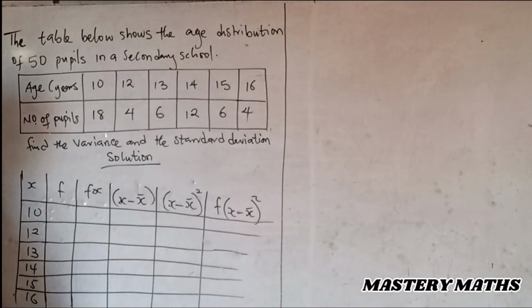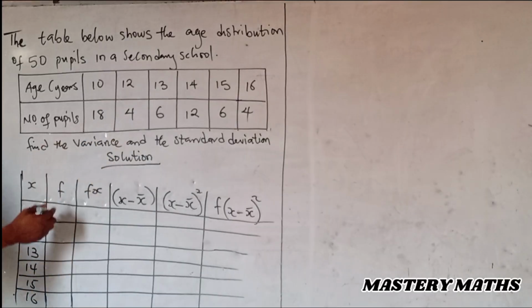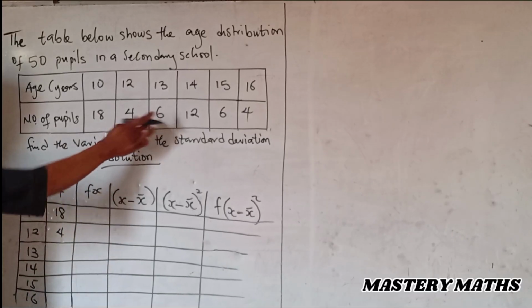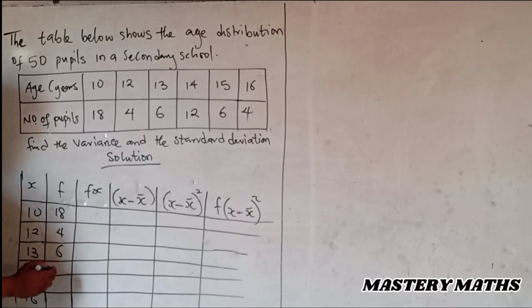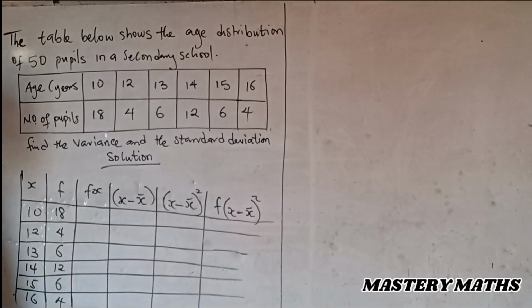Now, after listing them, you go to the frequency. The frequencies are 18, 4, 6, 12, 6, and 4. After listing the ages, which I've done, you list the frequencies here on the board. Now, let's go to the next table. What is the next table?